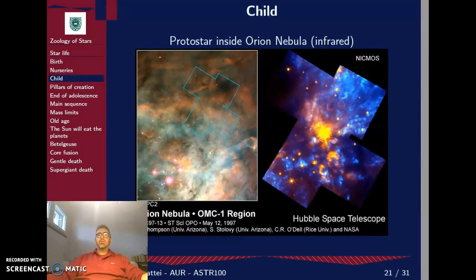We can see here two pictures of the same region in the Orion Nebula again, which is our nursery, as we have stated before. On the left, we see the visible, and on the right, we can see the infrared. So there is something behind the cloud, meaning that the stars are evolving.